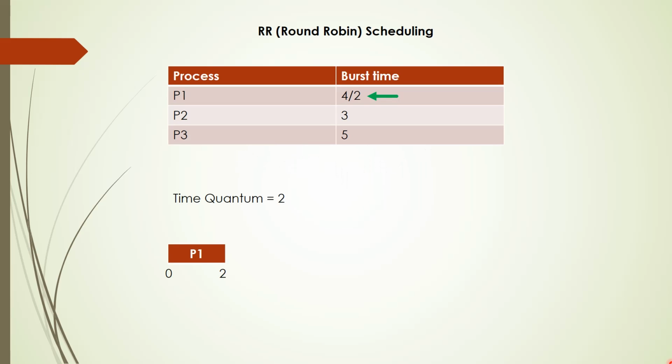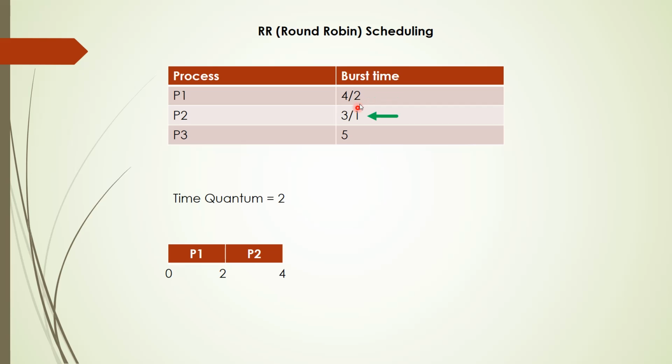Let us look at one example to understand this. There are three processes P1, P2 and P3, and their burst times are 4, 3 and 5. The time quantum considered here is 2. P1 will execute for 2 clock cycles, that is this quantum of 2. So it now needs 2 more clock cycles to complete its execution. It initially needed 4; 2 it has been allotted on the CPU and 2 more it needs to complete.